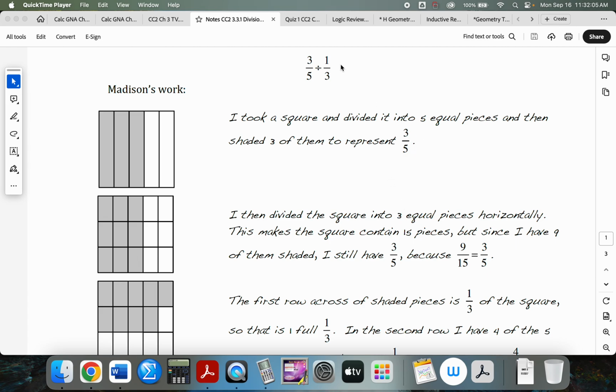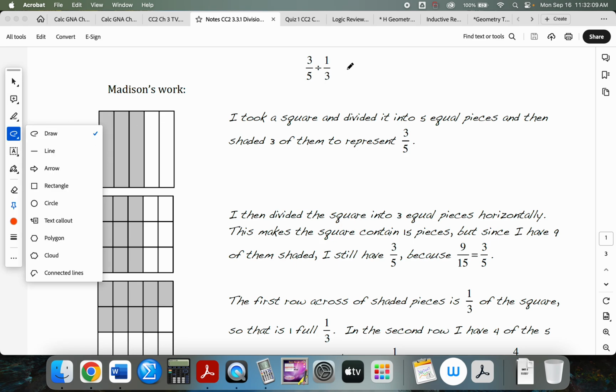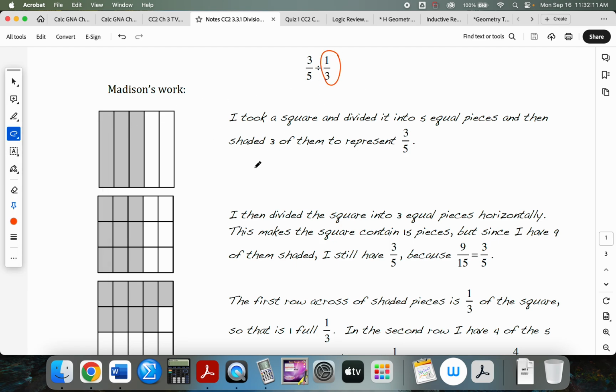Here's why. She's dividing by 1/3. Do you see how each one of these rows going across is 1/3 of the whole thing?